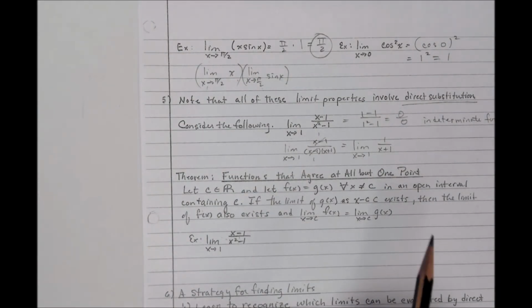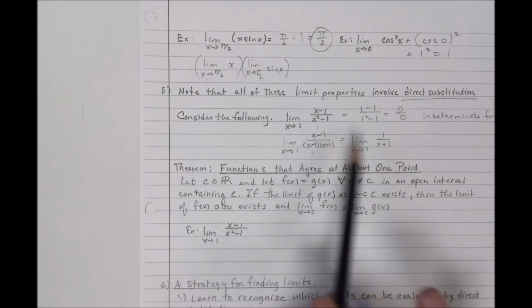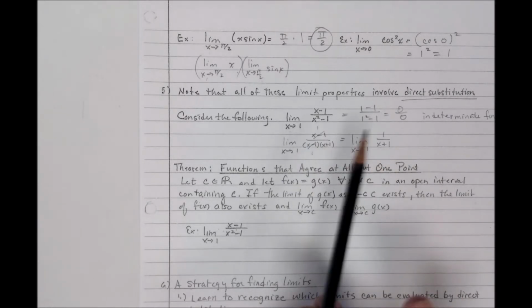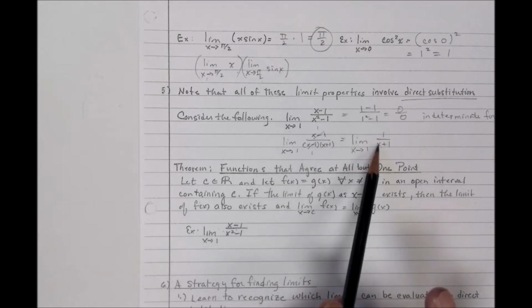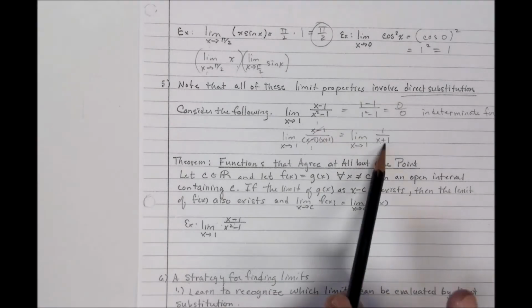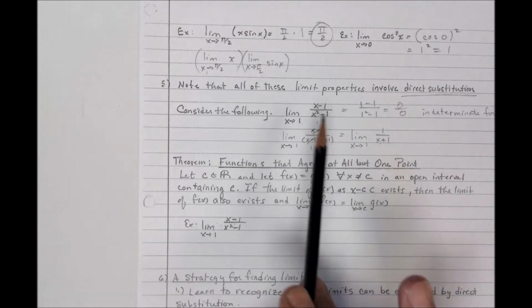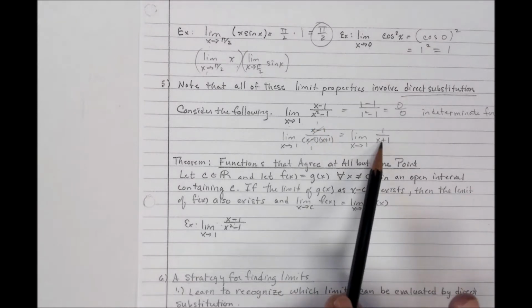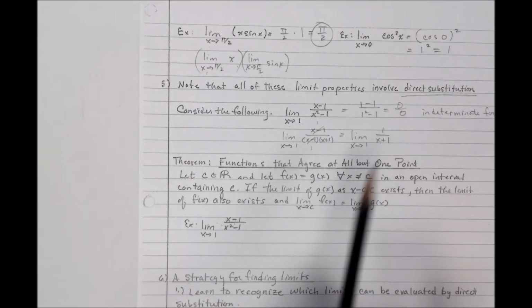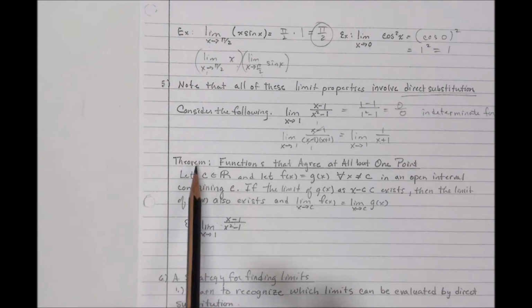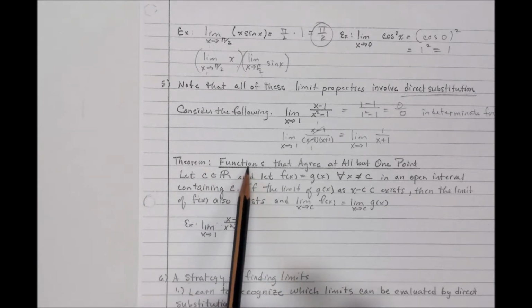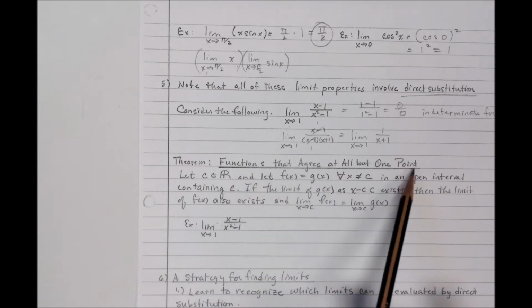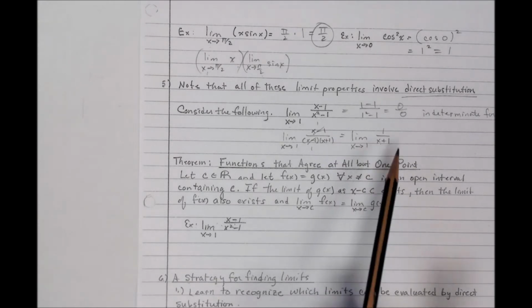Well, wait a minute. Do we know that this limit is the same as this limit? It seems like we should have a theorem about this, because these two functions are exactly the same, except at positive 1. Because at positive 1, this is indeterminate. At positive 1, this is actually a number. So we need to look at a theorem in which we are analyzing functions that agree at all but one point. And like back here, that point was 1.